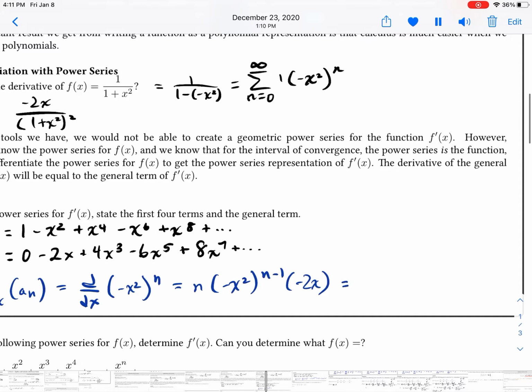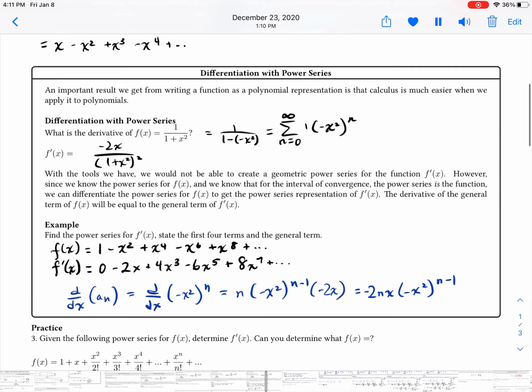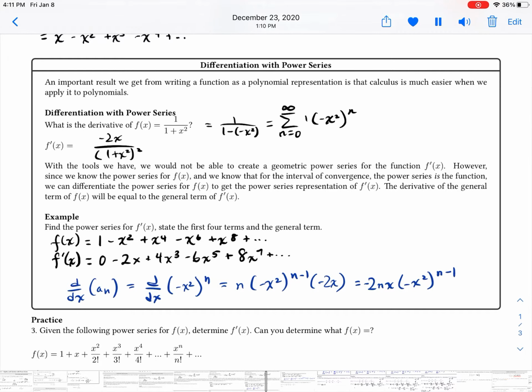We would say this is equal to negative 2nx, negative x squared to the n minus 1, right? So differentiating the general term, our a sub n, gives us the general term for our derivative, our f prime of x here, okay?